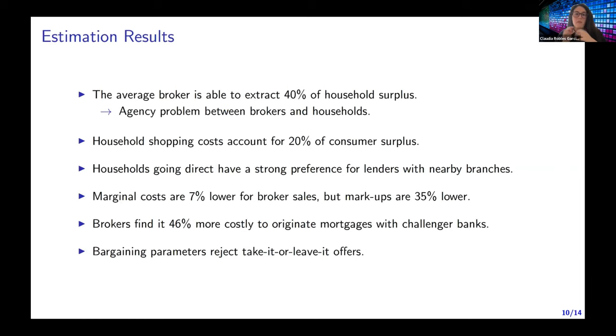Now, what about from the bank's point of view? Well, as it turns out, it seems that the brokers have a more efficient technology of originating mortgages than the branches. So the marginal cost of the banks is actually lower through the broker channel than through the branches. So if I was the social planner, I would want all mortgages done through the broker because they're more efficient. And finally, what I find is that brokers also have a cost of originating mortgages, and effectively their cost is a lot higher when they go to these small new banks.